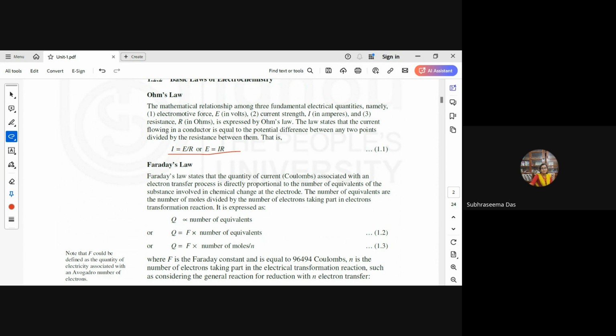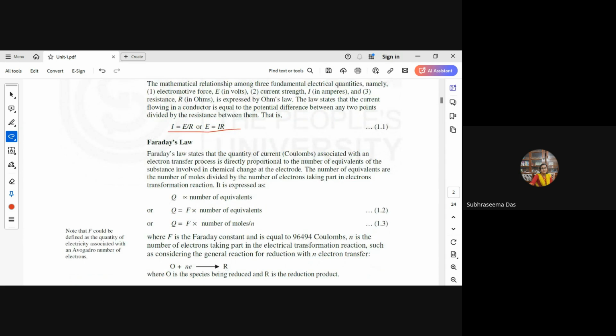Faraday's law states that the quantity of current in coulombs is associated with an electron transfer process involved in the electrochemical reaction. Now the number of equivalents is the number of moles multiplied by the number of electrons that take part in the transformation reaction. The number of electrons that take part in the total electrochemical reaction is given by small n.